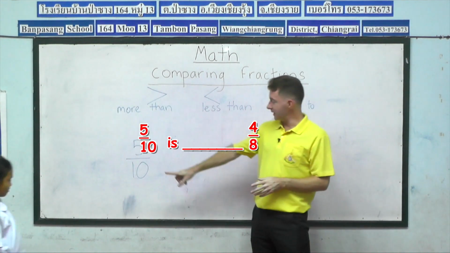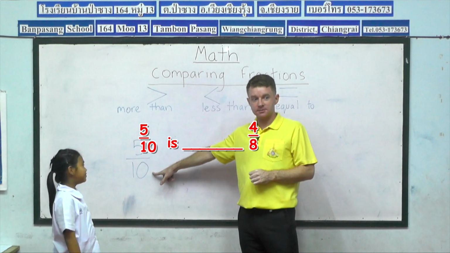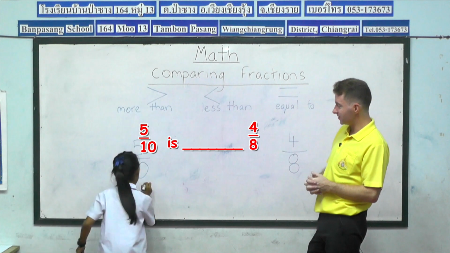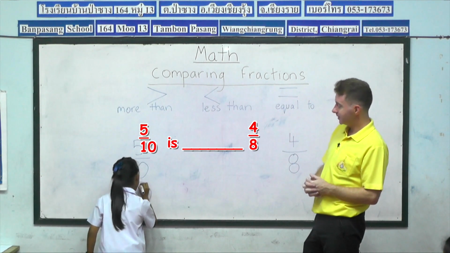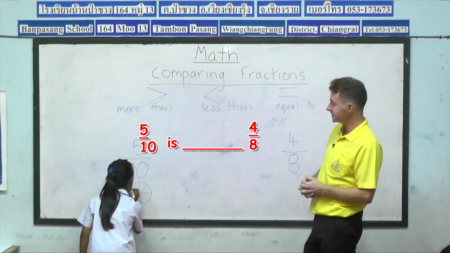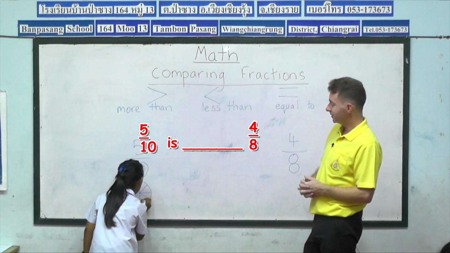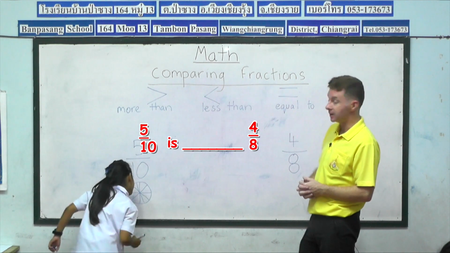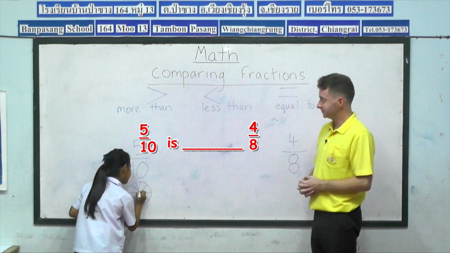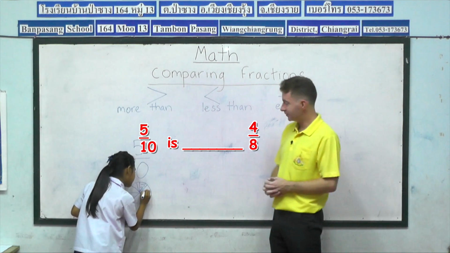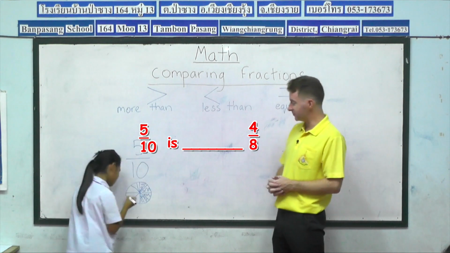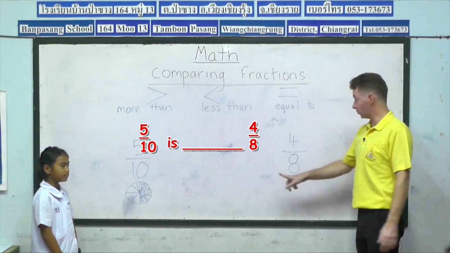So first of all, we need a circle with how many parts? 10. Okay, so Pak Bung, can you draw a circle with 10 parts? 2, 4, 6, 8, 10. Now, how many parts do we need in blue? 5. 1, 2, 3, 4, 5. Excellent. Now on to our second circle.